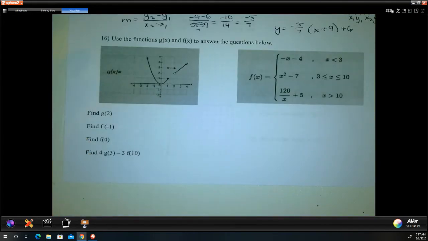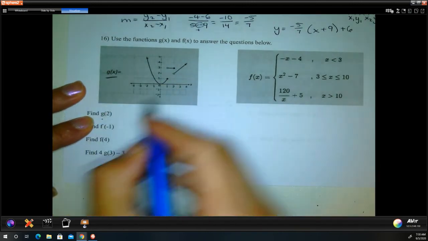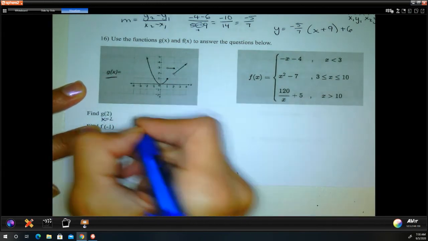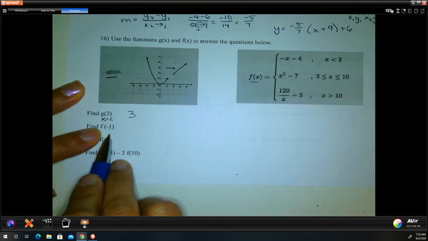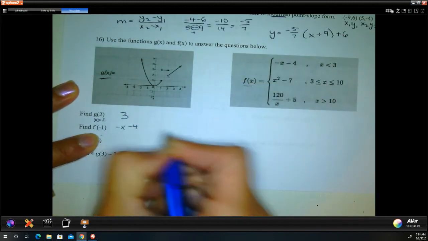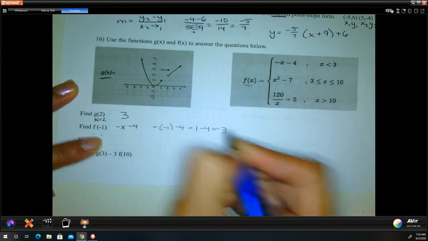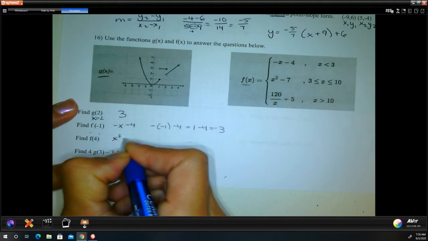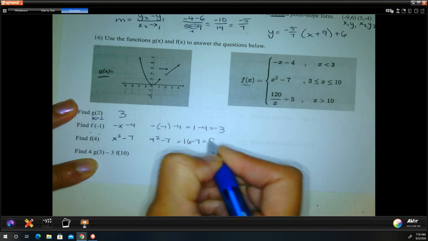Use the functions g of x and f of x to answer the question. So g of 2 means I'm looking here because that's 2. I'm asking x equals 2. Not that one, so I'm going to go to this one. That would be 3. F of -1, f means I'm going to go to this function, that's f. -1 would be less than 3, so I'm going to plug it into this, -x minus 4. So -(-1) minus 4 would be 1 minus 4, so -3. F of 4, still in this function. 4 is in between here, so x squared minus 7. 4 squared minus 7, 16 minus 7, 9.